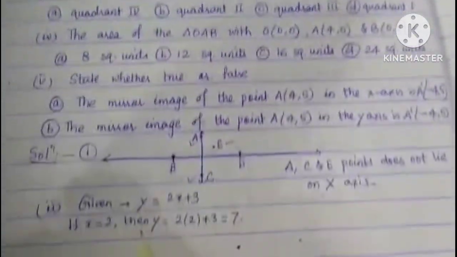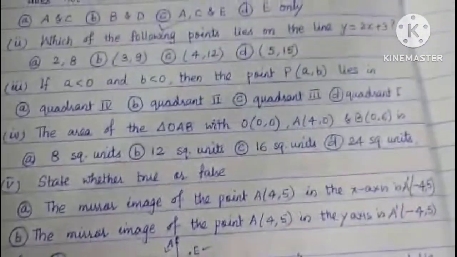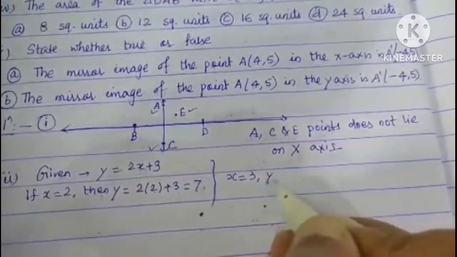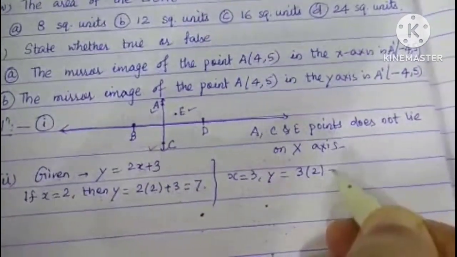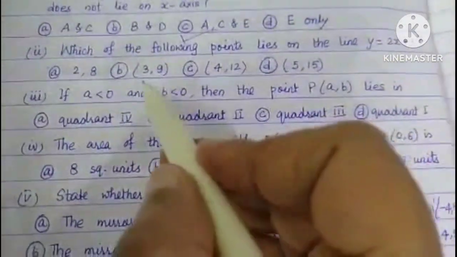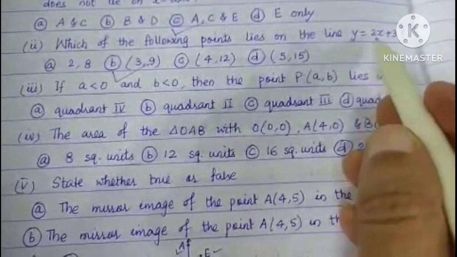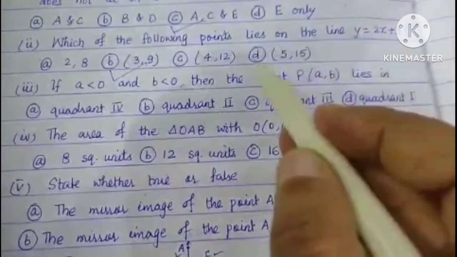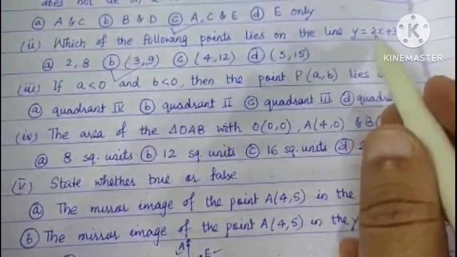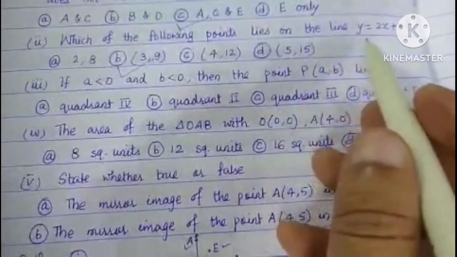Okay, now option B was (3, 9). When x equal to 3, then y equal to 3 multiplied by 2 plus 3, that is equal to 6 plus 3, that is equal to 9. So this point (3, 9) will lie on the line. Similarly, if you check (4, 12), when you put 4, it is 8 plus 3, 11, so it will not lie. And (5, 15), if we put 5, it is 10 plus 3, 13, so it will not lie. So only this point will lie on the line.